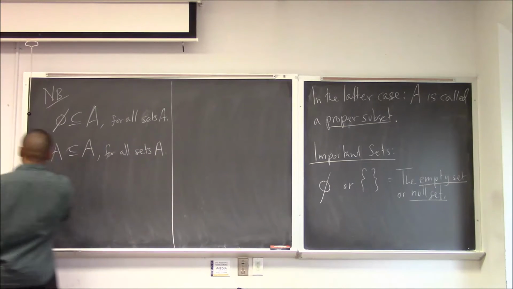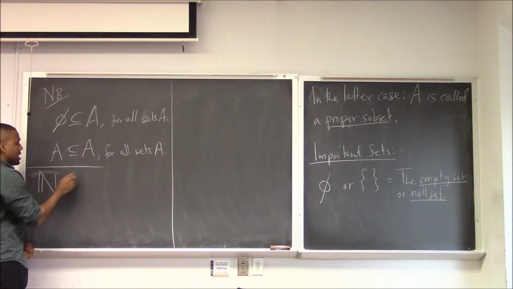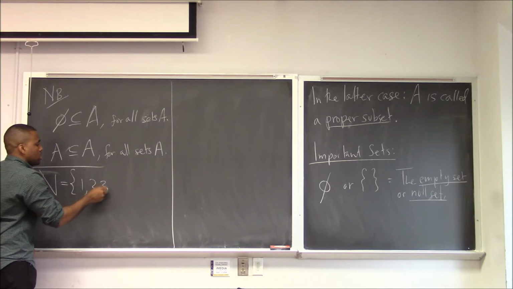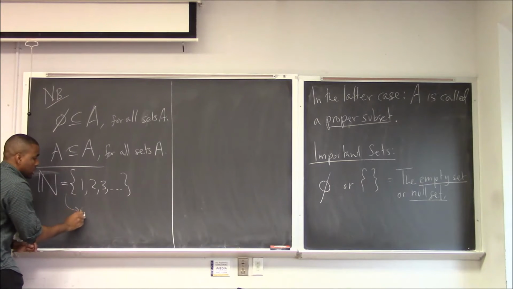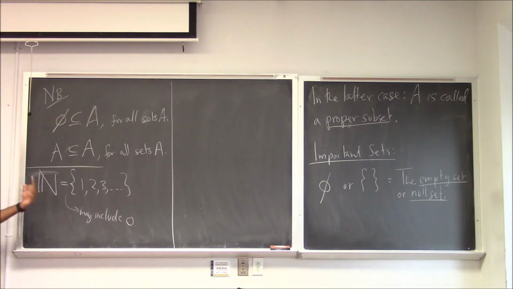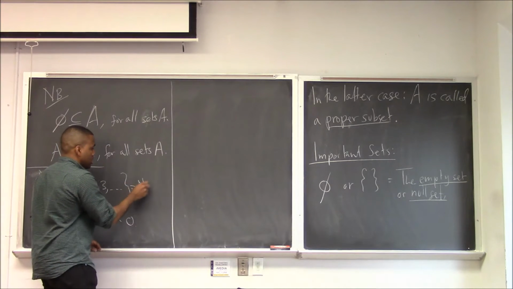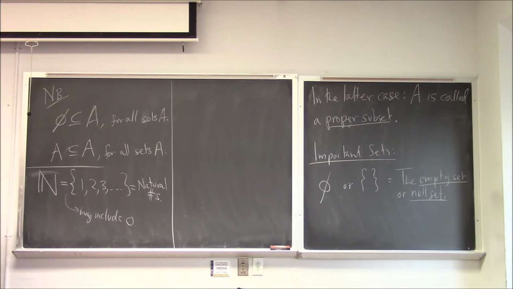Other important sets. There's the set N. We call these guys the natural numbers. These are just the whole counting numbers. We will define it as the positive integers. It may include 0 depending on the source that you're reading from. Usually if a textbook is using the natural numbers, somewhere in the introduction they'll tell you which definition they're using. May or may not include 0. These are called the natural numbers.